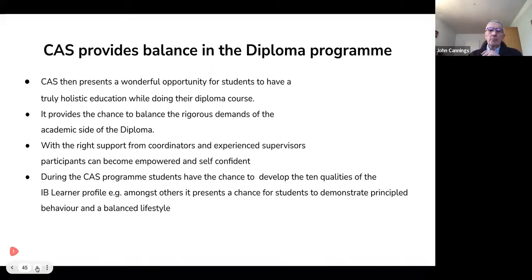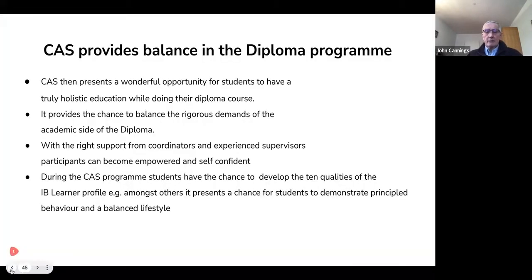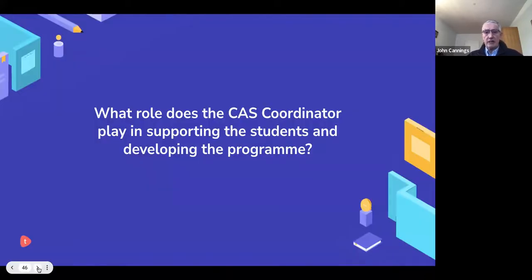CAS provides a really important balance to the diploma program. And it's a wonderful opportunity for students to have a truly holistic education during the diploma course. And it should provide a balance to the demands of the academic side of the diploma, and so therefore should be encouraged. And so what role does the CAS coordinator do in actually promoting this? We'll go on to the next slide.